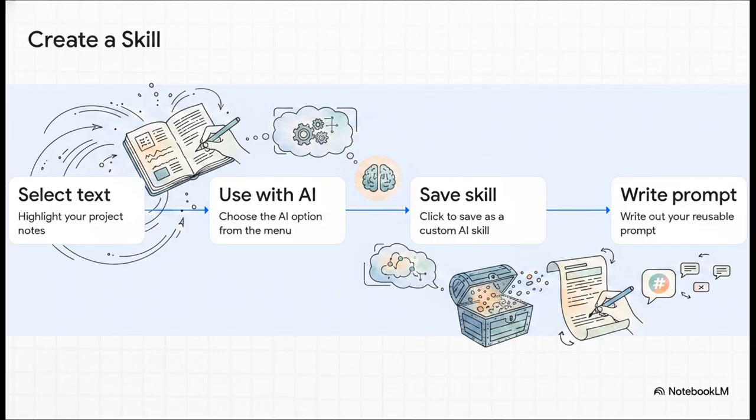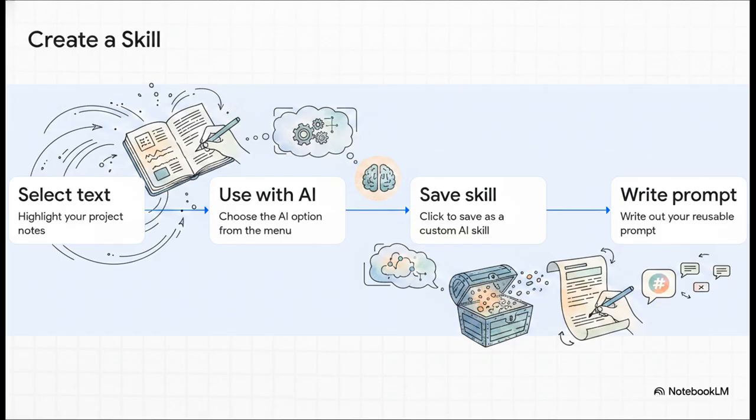Imagine you're on your Notion page looking at a massive wall of project notes. You simply use your cursor to highlight those notes. Immediately, a little floating formatting menu pops up right above the text. In that menu, just click the button that says Use with AI. A drop-down appears, and from there, you'll choose Use as AI Skill. This opens up a text box where you write out your reusable prompt.